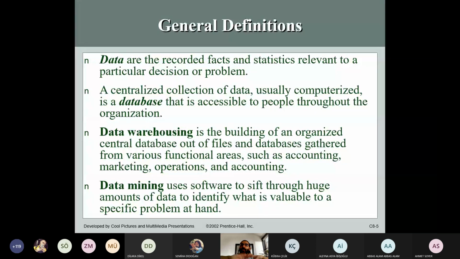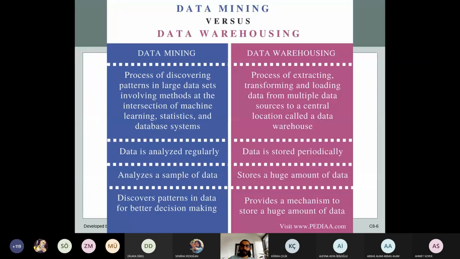I mean, there's a huge amount of data out there. You need to mine them, you need to find the accurate ones and collect them, use them, right? So what's the difference between data mining and data warehousing? Data mining is the process of discovering patterns in large data sets, right? So you use some statistical methods to find some patterns.